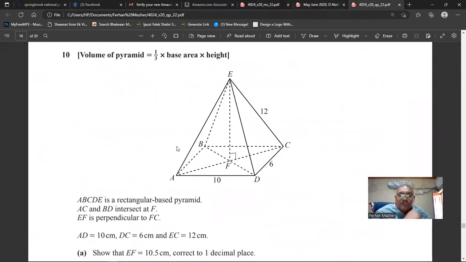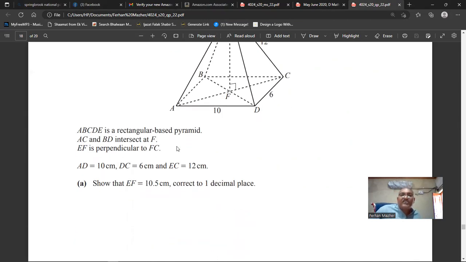Okay, so we are on question number 10. It says ABCDE is a rectangular based pyramid. AC and BD intersect at F, and EF is perpendicular to FC, and the AD is 10, and the BC is 6, and the EC is 12. Show that the EF is equal to 10.5 centimeters, correct to 1 decimal place.